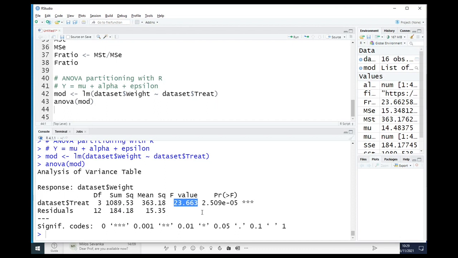So far, what we can say is that the variability produced by the treatment was 23.7 times higher than the variability produced by the error effects. This is important because it lets us think that the treatment effect is probably significant. But we need to take a decision by a formal hypothesis testing tomorrow. Okay, but it is, you know, a hint that the treatment effect is possibly significant. Okay?